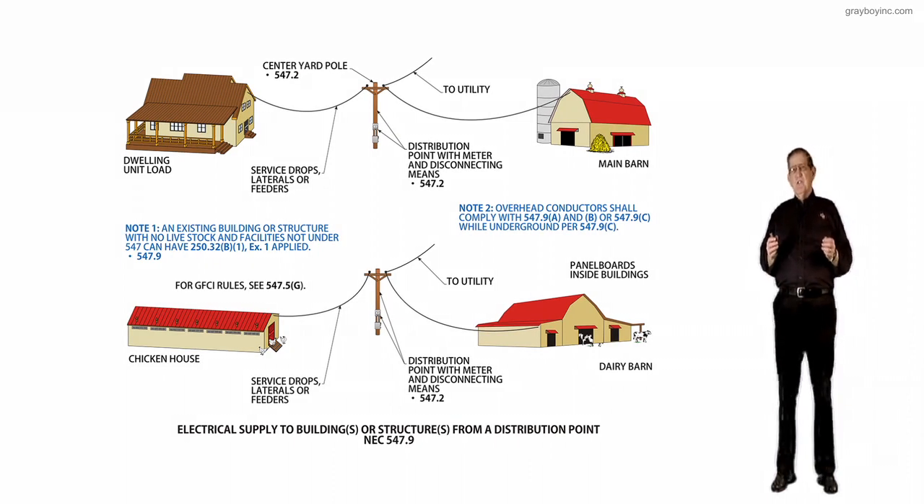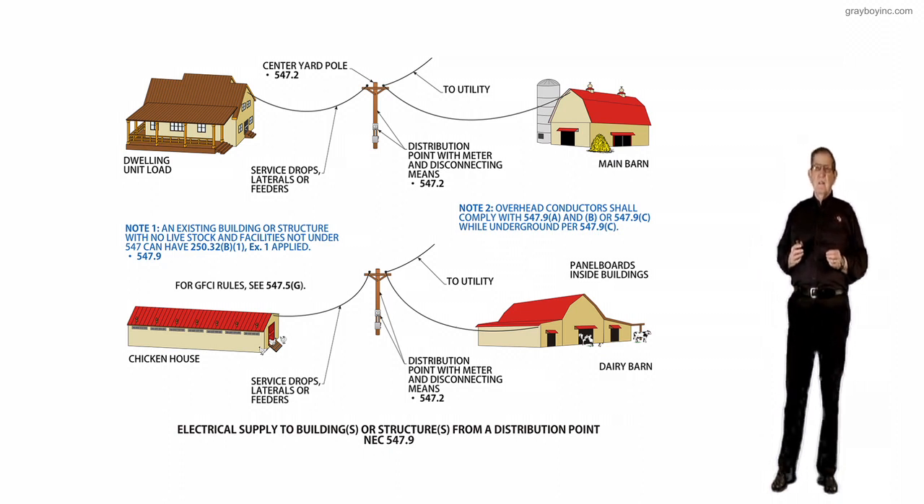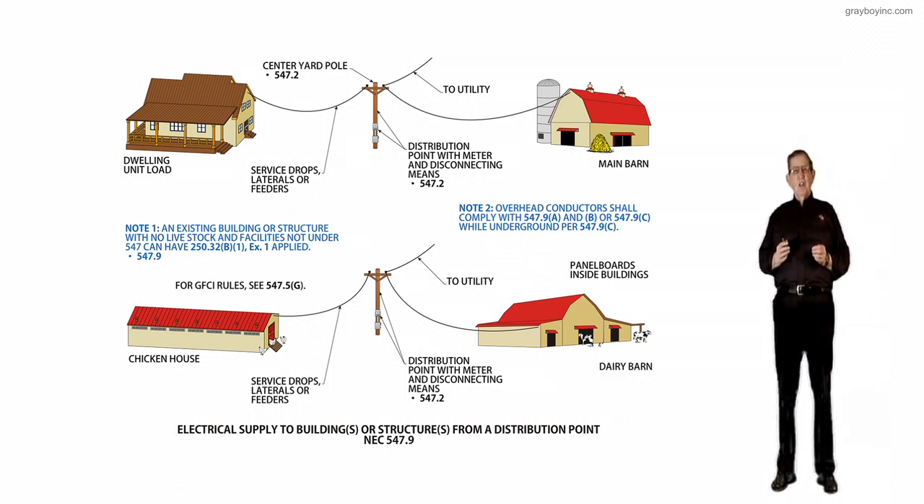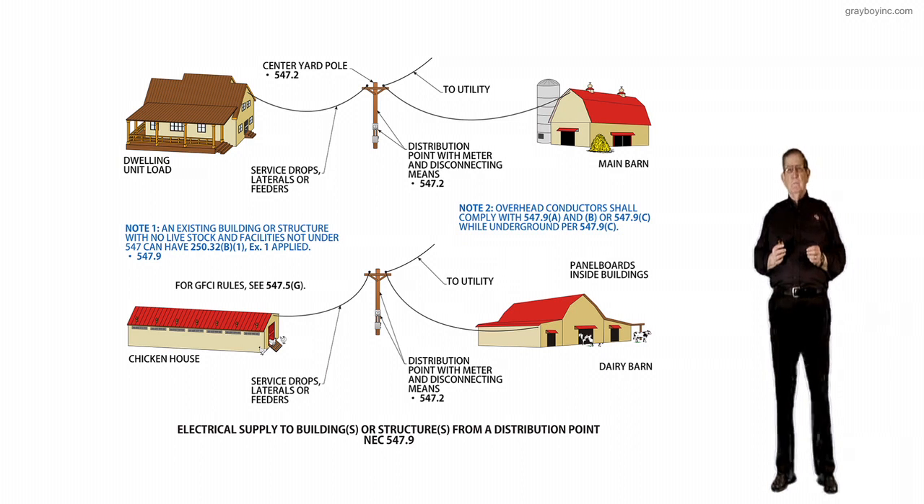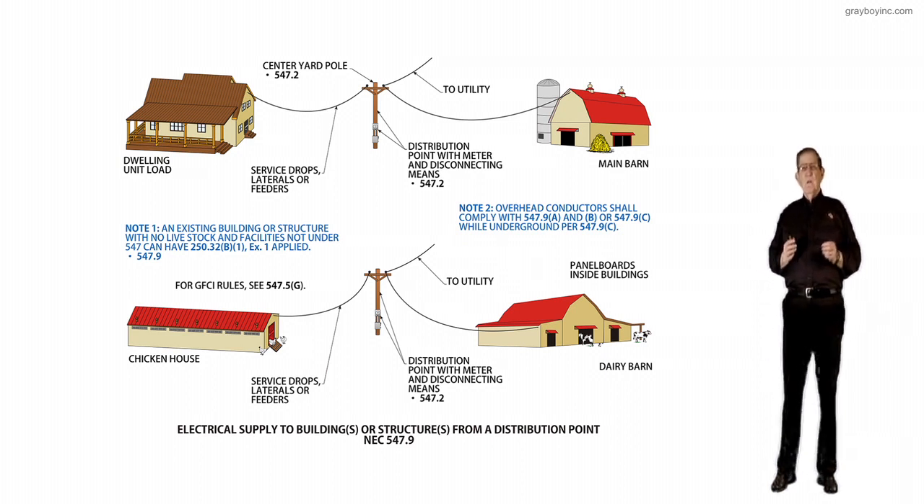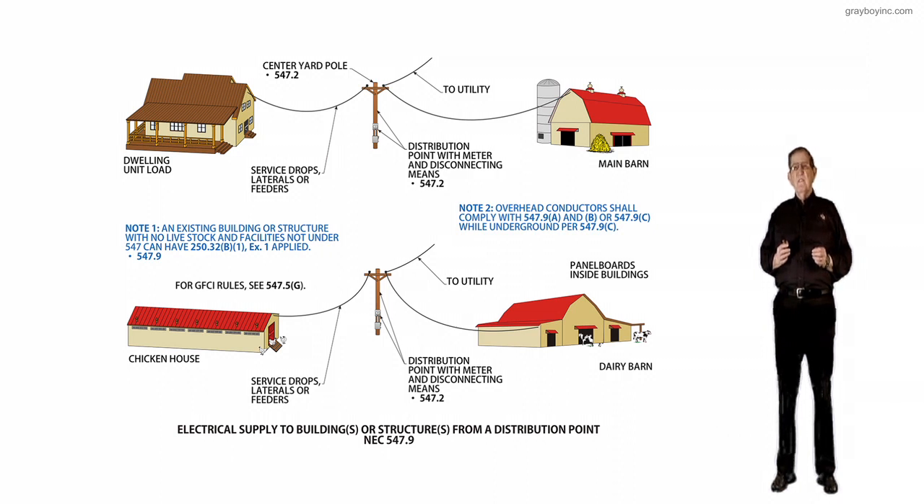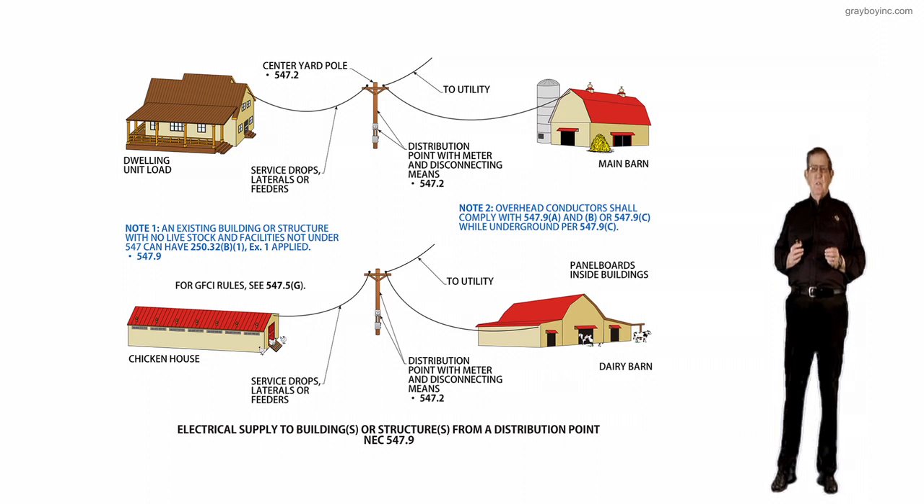This illustration deals with electrical supply to buildings or structures from a distribution point in accordance with NEC 547.9. The purpose of the change was to accept a revision. A revision has been made to remove permissive language to help with applicable and enforcement type language.